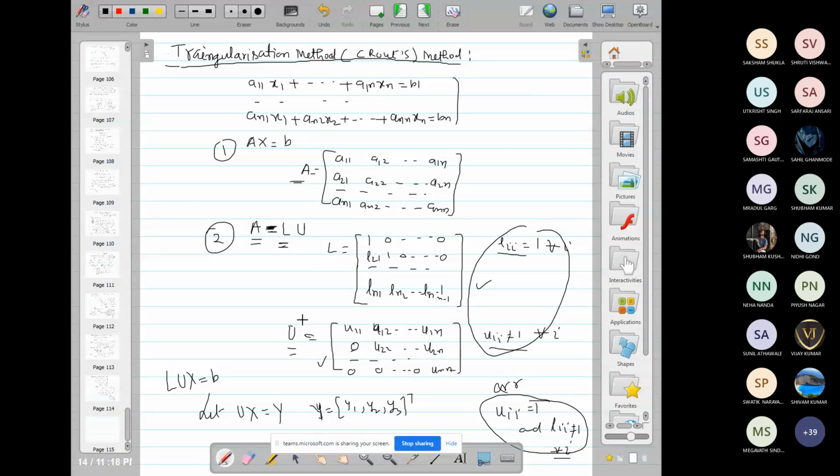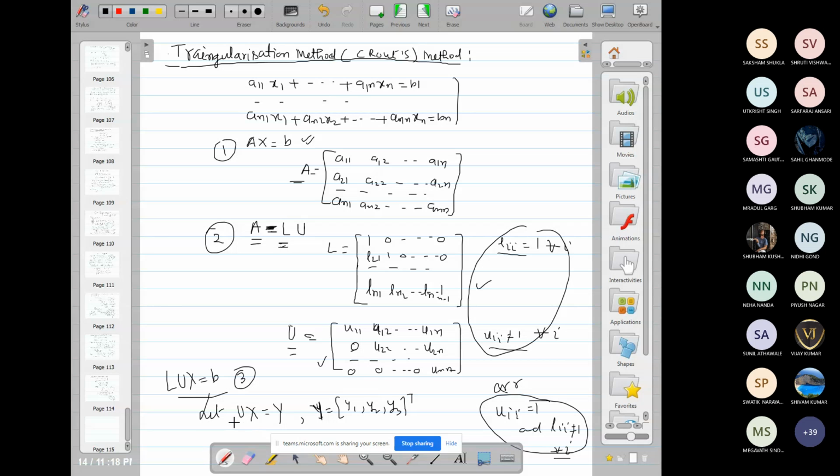After determining L and U, now consider this equation, substituting A equal to LU in equation 1, the given system of equations. Then it becomes LUx is equal to B. Suppose this is 3. Let Ux be equal to Y. Y is another vector. We introduce Y, a column vector consisting of Y1, Y2, Y3.